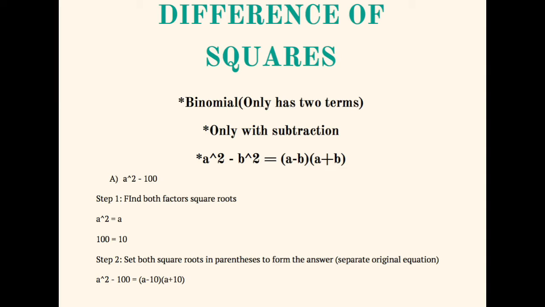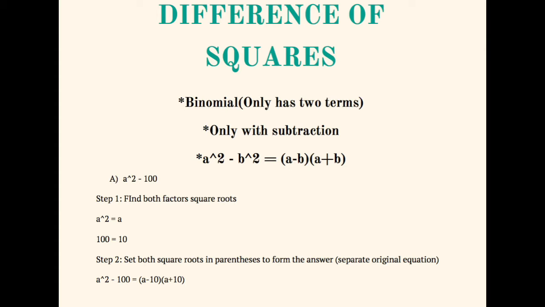Difference of squares. Important text. Binomials only have two terms, only with subtraction. Example A. A to the power of 2 minus 100. Step 1. Find both factors' square roots. A to the power of 2's square root is a. 100's square root is 10.